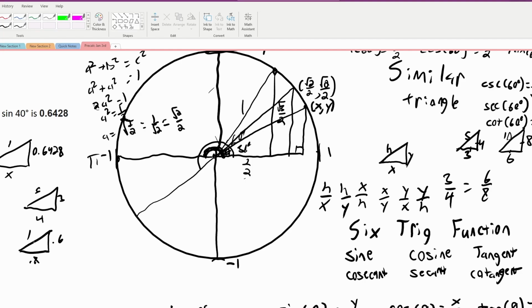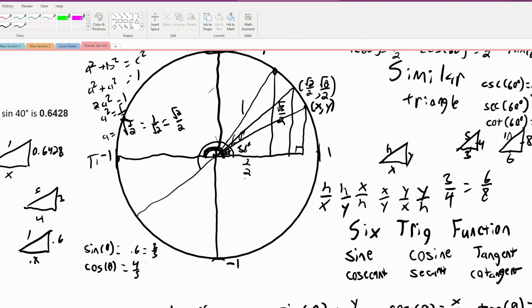And because we now have translated this to a similar triangle on the unit circle, we can now find all 6 trig functions fairly easily. So for sine, we just want the y value here. So sine of theta is going to equal 0.6, or my preference is 3/5. I always prefer fractions. For cosine, it's going to be the x value. So it's going to be, again, 4/5 or 0.8.